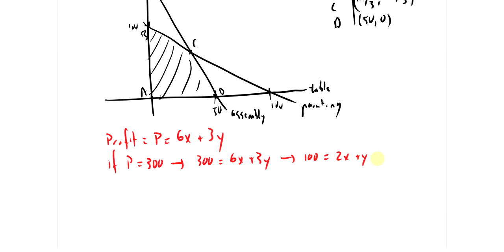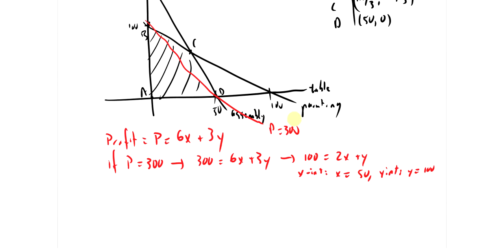Oh, great. Well, this is an easy line to deal with, right? X-intercept is X equals 50. Y-intercept is Y equals 100. Oh, so that's actually the line that starts at this corner point and runs through that. So this is my profit equals 300 line.